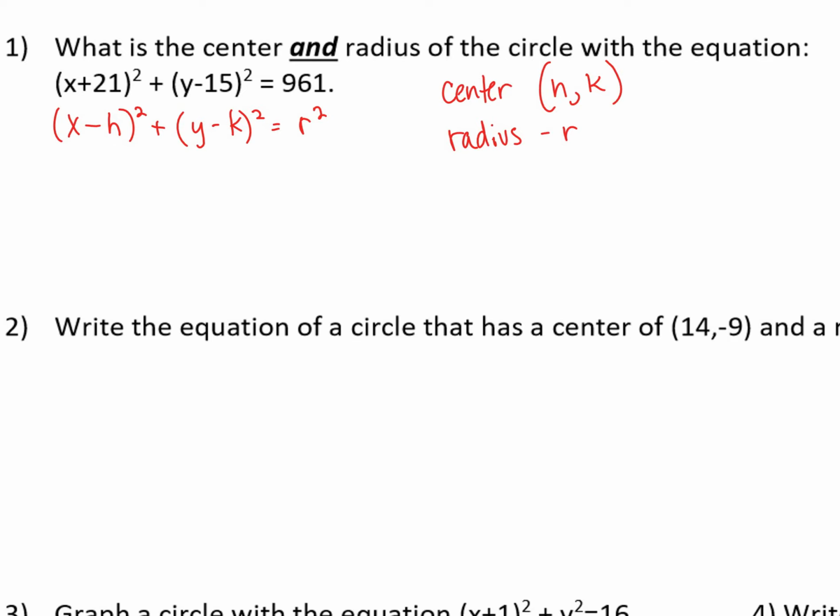Knowing that the formula has a negative in it, my h value would have to be negative 21 to make a positive result. And then negative 15 would be a positive 15. And then r squared is 961, so the square root of 961 would be the radius. And that happens to be 31. The square root of 961. Okay, so that's all you need there.